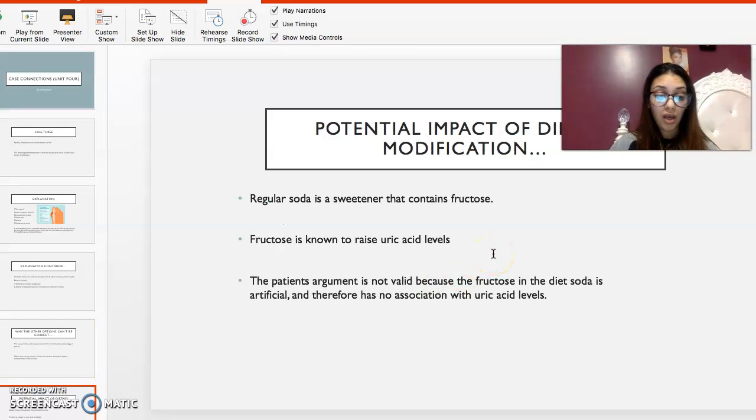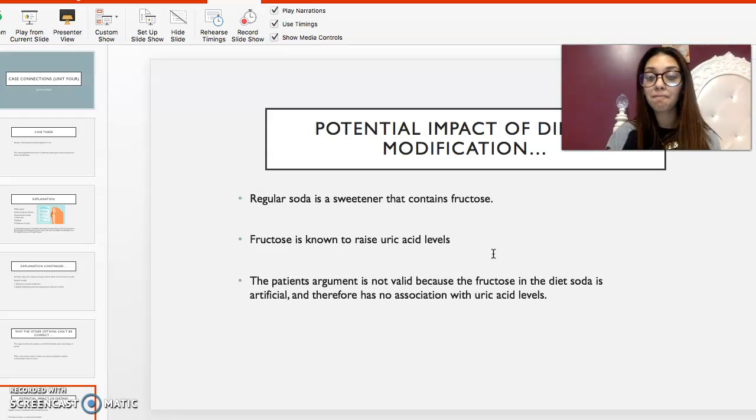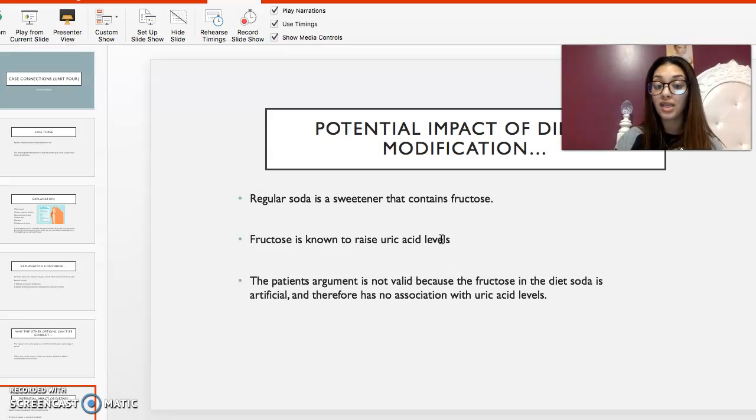Also, this patient presented his argument about why he switched from regular soda to diet soda, because he thought the fake sugars would not be good for him. So regular soda is a sweetener that contains fructose, and as we know, fructose is known to raise the uric acid levels.